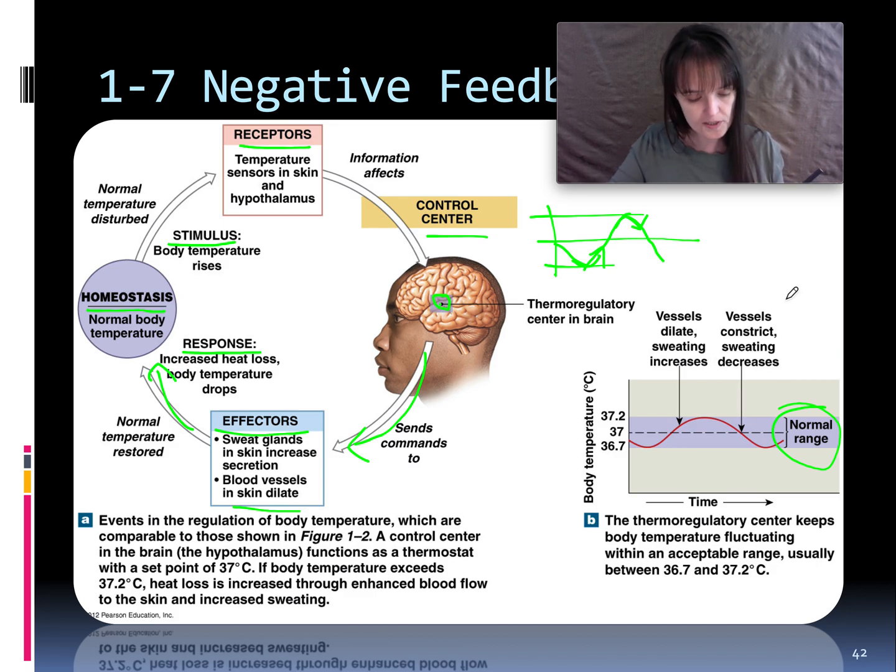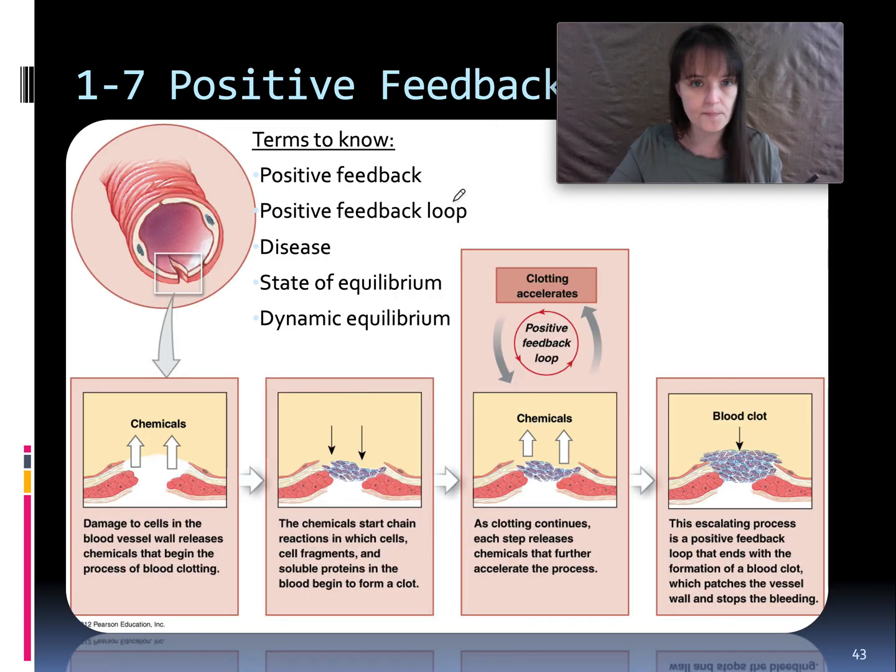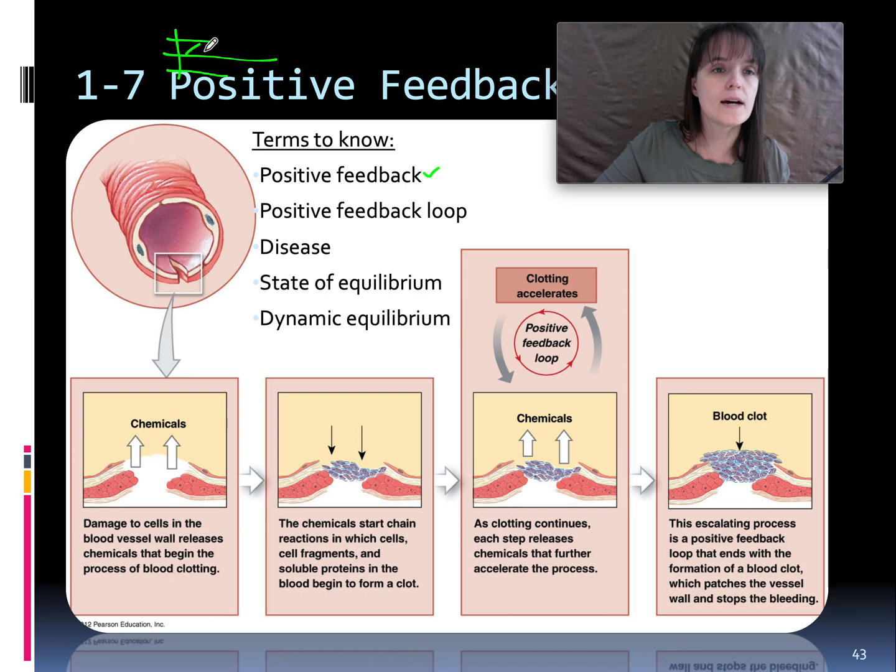There are a few systems that use positive feedback. Next slide. There we go. Positive feedback amplifies the original stimulus. Now, could we do that with temperature? What if we got too hot and the body said, make it hotter? Oh, too hot? Make it even hotter. Your brain would burn out. Literally.